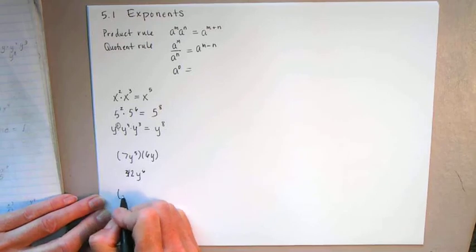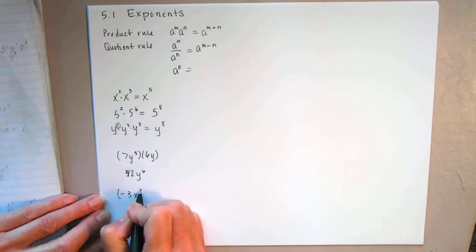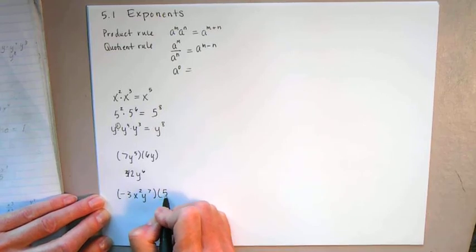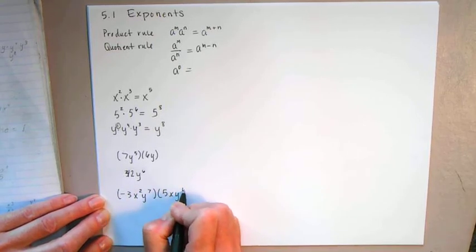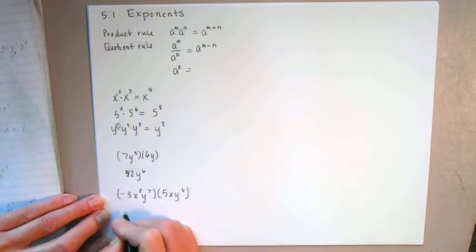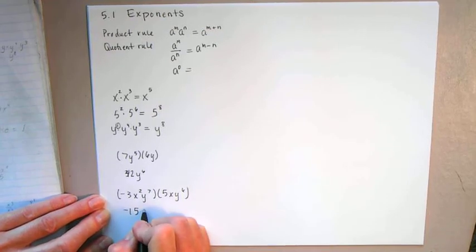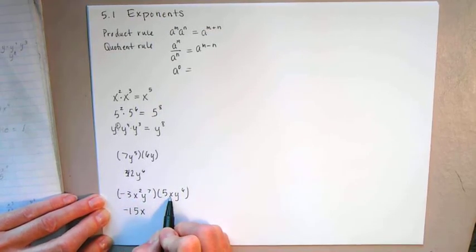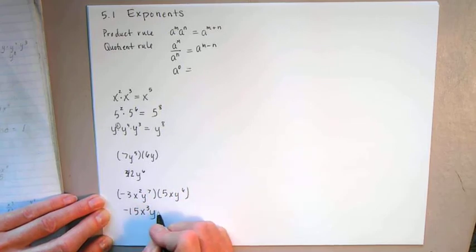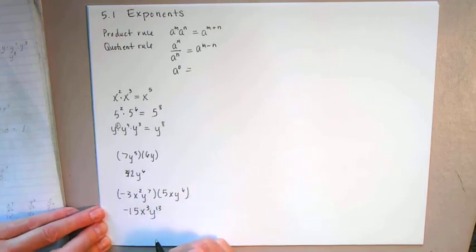Let's try one more. How about negative 3x squared y to the 7th times 5x y to the 6th. So once again, multiply the coefficients like always, and you know a negative times a positive is negative. And then if they have the same base, you add the exponents. So 2 plus 1 is 3, and then my y is 7 plus 6, and that is my final answer.